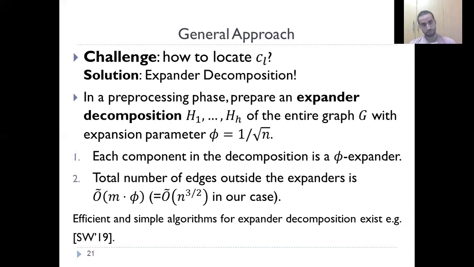Okay, so after we pick this parameter and we have this expander decomposition, we know that each component in the decomposition is a phi expander. And also we know that the total number of edges outside the expanders is n to the 3 over 2. Okay, and we're going to use it in our analysis.